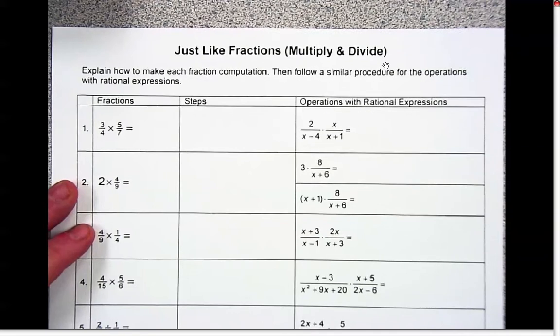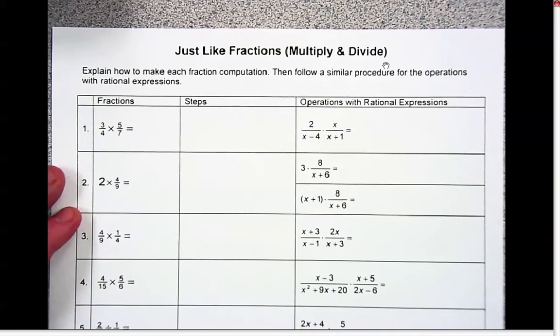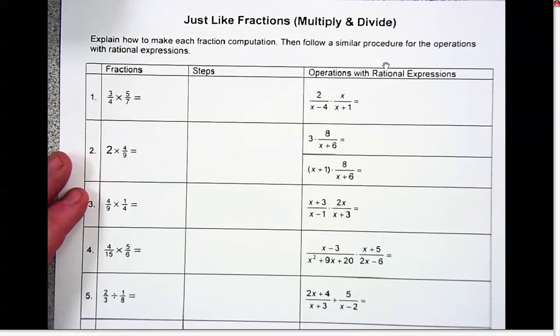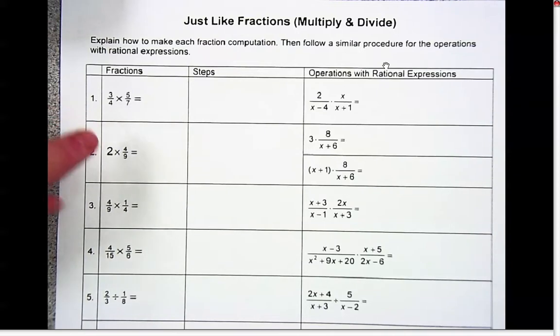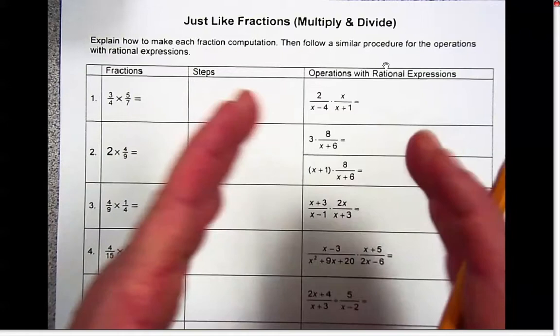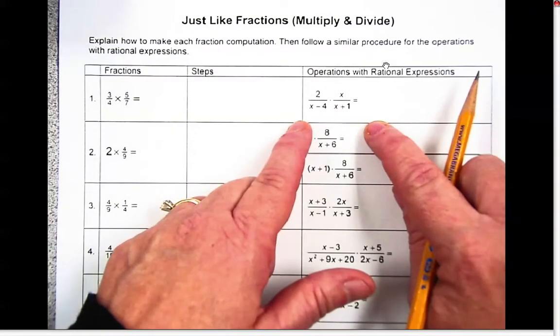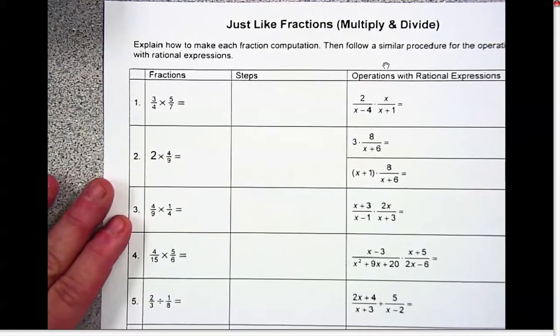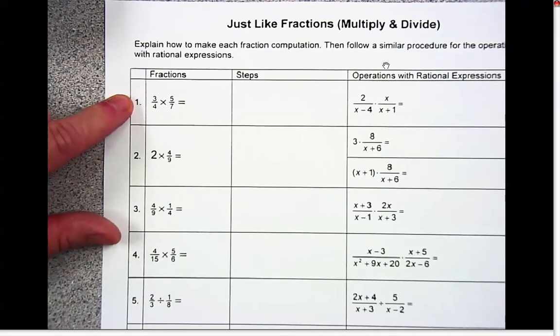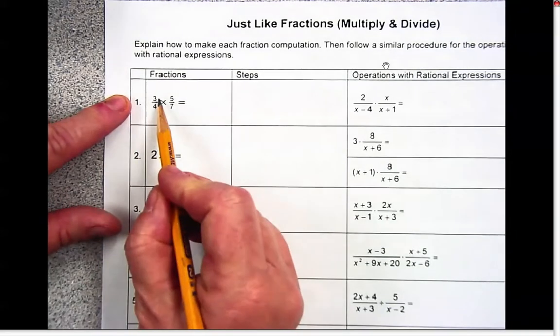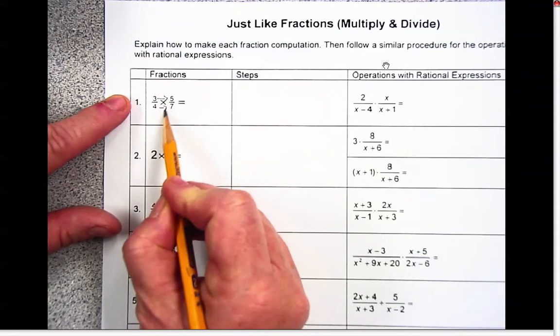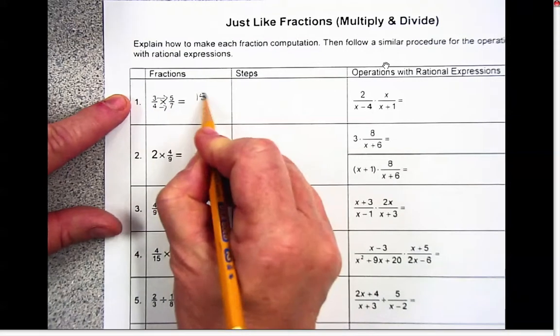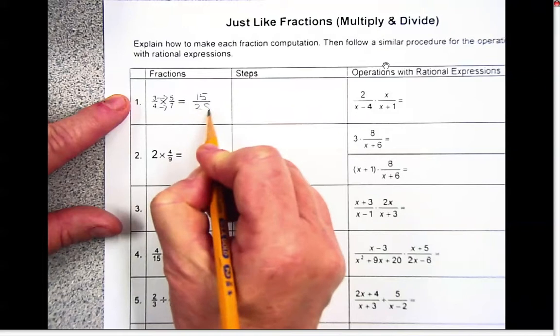All right, we're going to multiply and divide some rational expressions, and we're going to review multiplying and dividing fractions because that is going to transfer to multiplying and dividing rational expressions. So we're going to look at 3/4 times 5/7, and we multiply fractions by multiplying straight across. So we do 3 times 5 is 15, and 4 times 7 is 28.